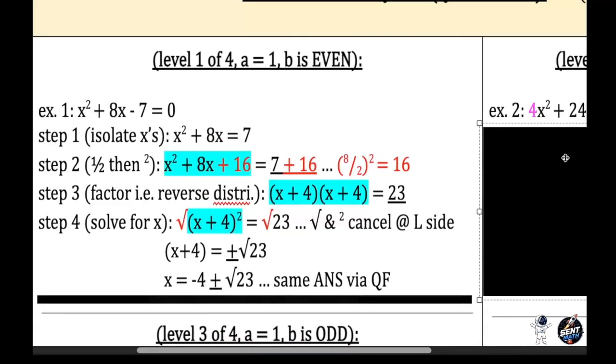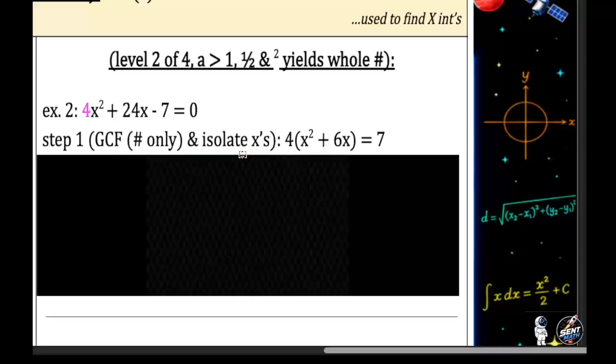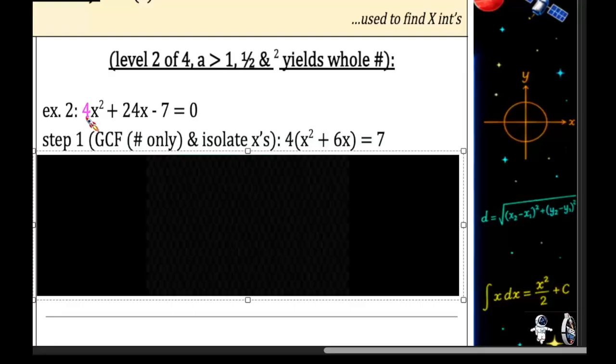I'm going to do the same over here. I'm going to add 7 to both sides, and then I'm also going to do a GCF. I'm going to GCF the 4 and 24, and the greatest common factor of 4 and 24 is 4.